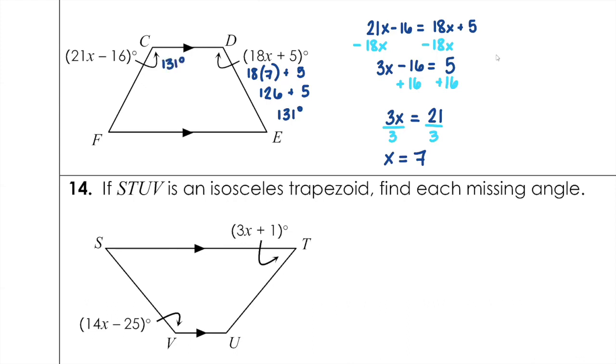So how would I find base angles F and E? Use the supplementary relationship. So the measure of angle F plus 131 equals 180. Subtract 131 from both sides. The measure of angle F is 49. Fantastic. And if F is 49, E has to be as well.